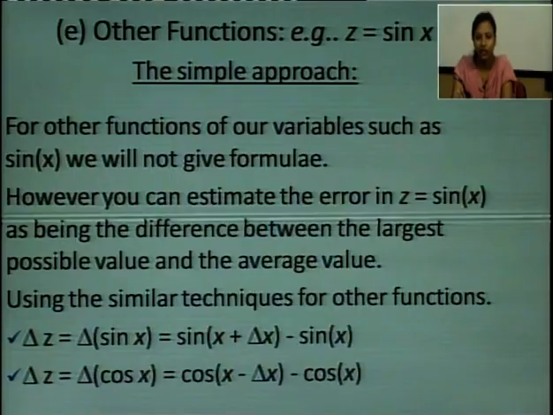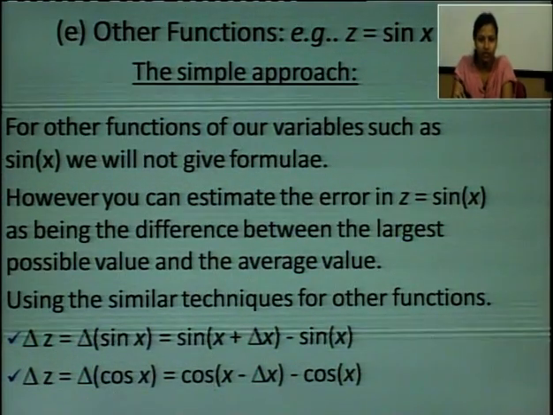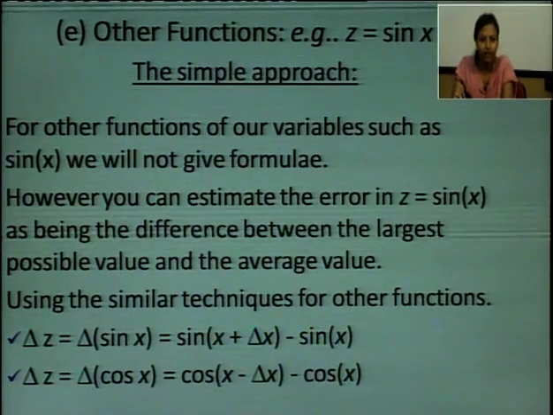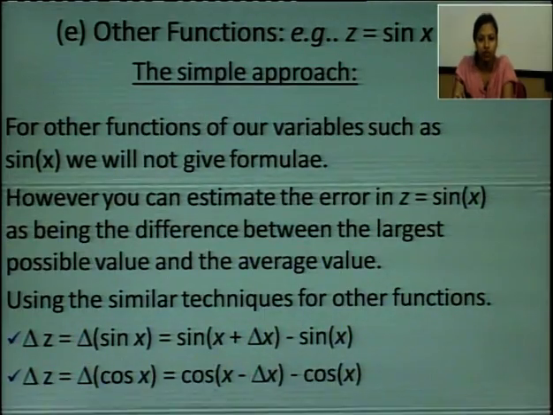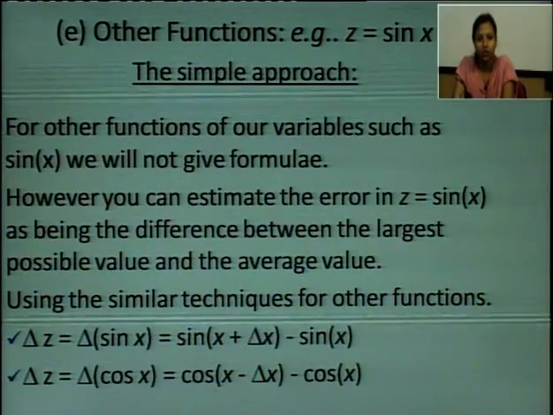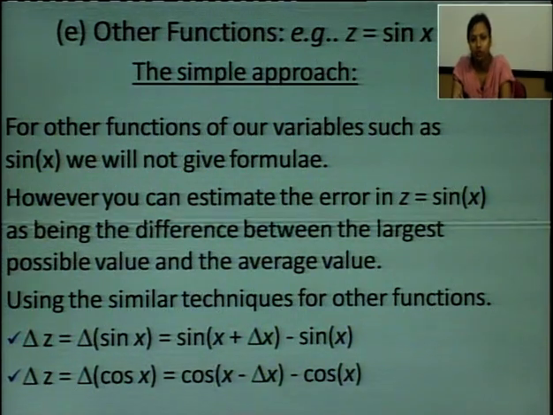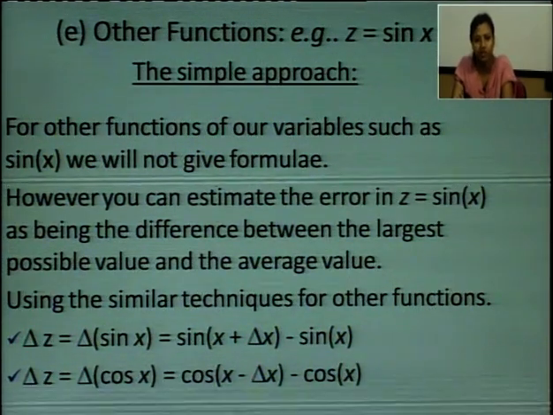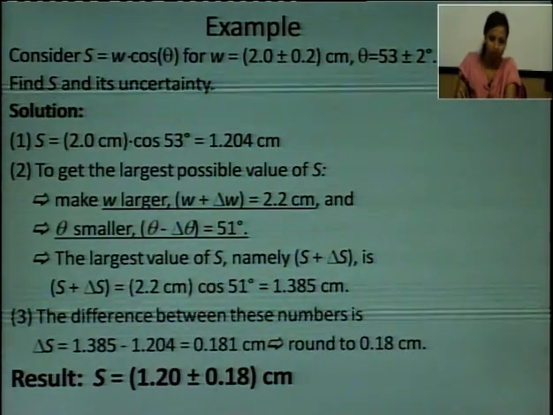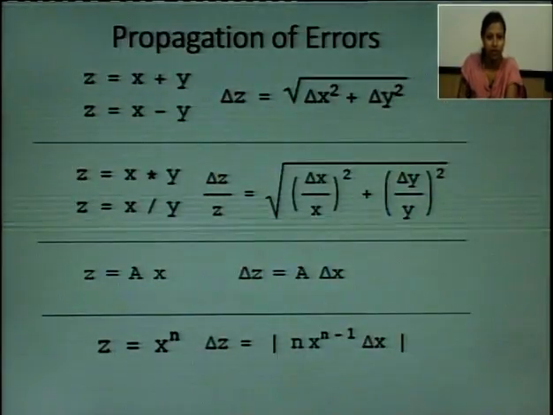Next, we can take the error for a trigonometric function, z is equal to sin x. So we can easily find out delta z is equal to delta of sin x, and this is equal to sin of x plus delta x minus sin of x, and for cos of x, delta z is equal to delta of cos x, and it is equal to cos of x plus delta x or x minus delta x, minus cos of x. So next is one example involved for this measurement.